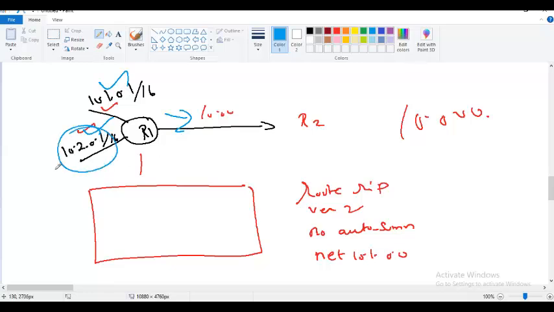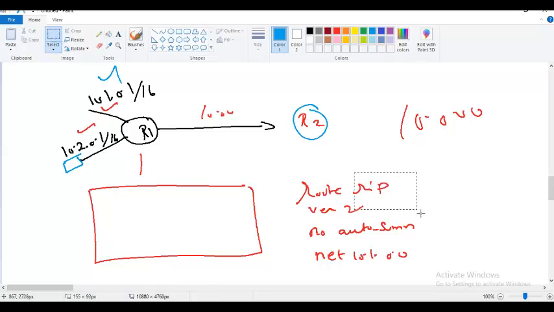Let's start with one only. Okay, interface loopback 1, IP address 100.1.1.1. Interface loopback 2. Interface loopback 3. Done.